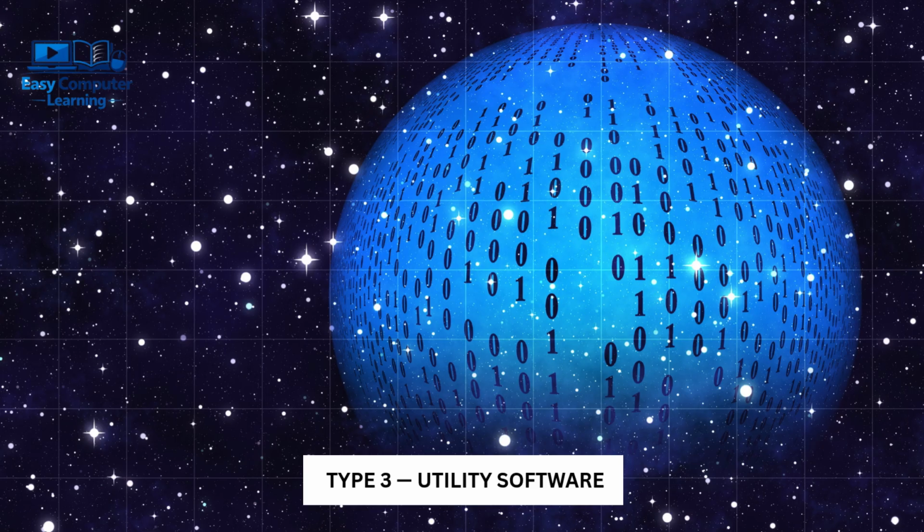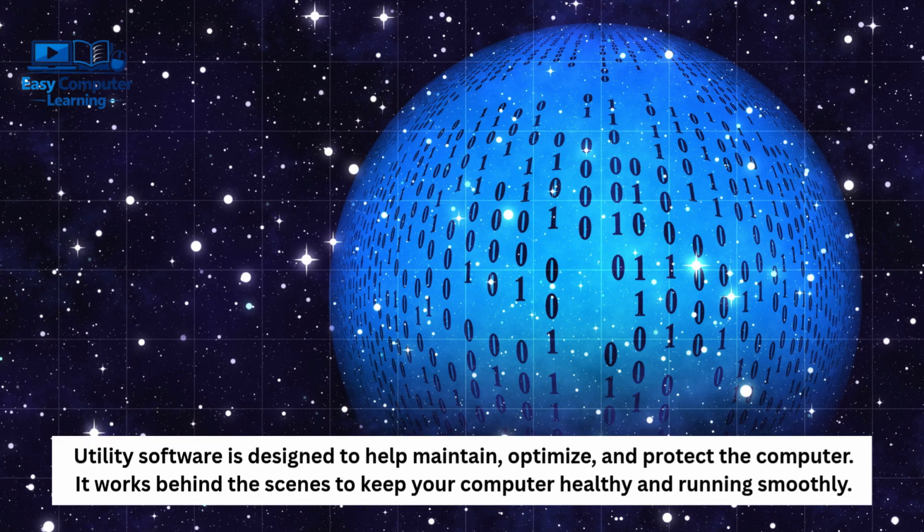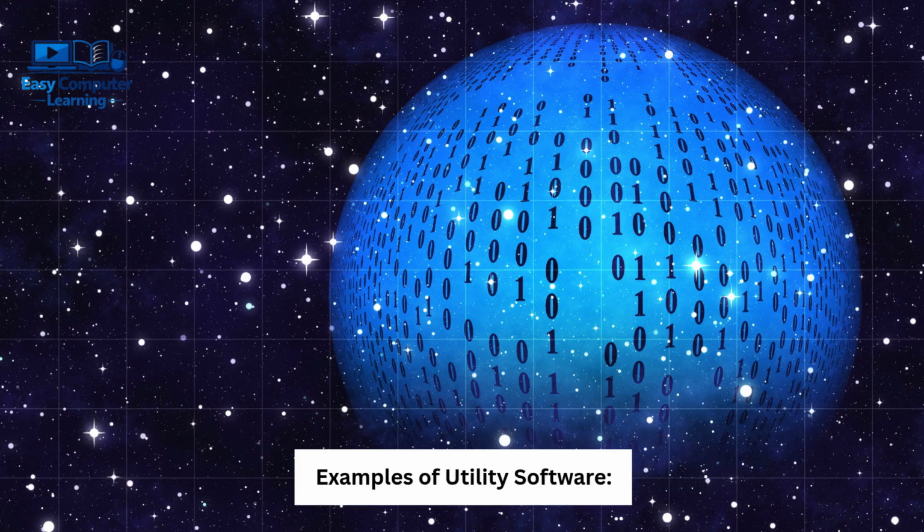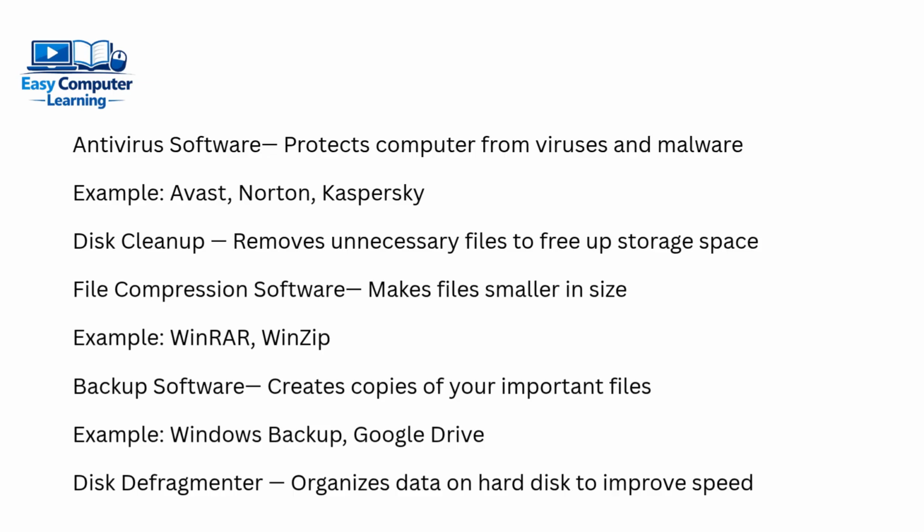Type 3. Utility software. Utility software is designed to help maintain, optimize, and protect the computer. It works behind the scenes to keep your computer healthy and running smoothly. Examples of utility software: Antivirus software, protects computer from viruses and malware. Example, Avast, Norton, Kaspersky. Disk cleanup, removes unnecessary files to free up storage space.